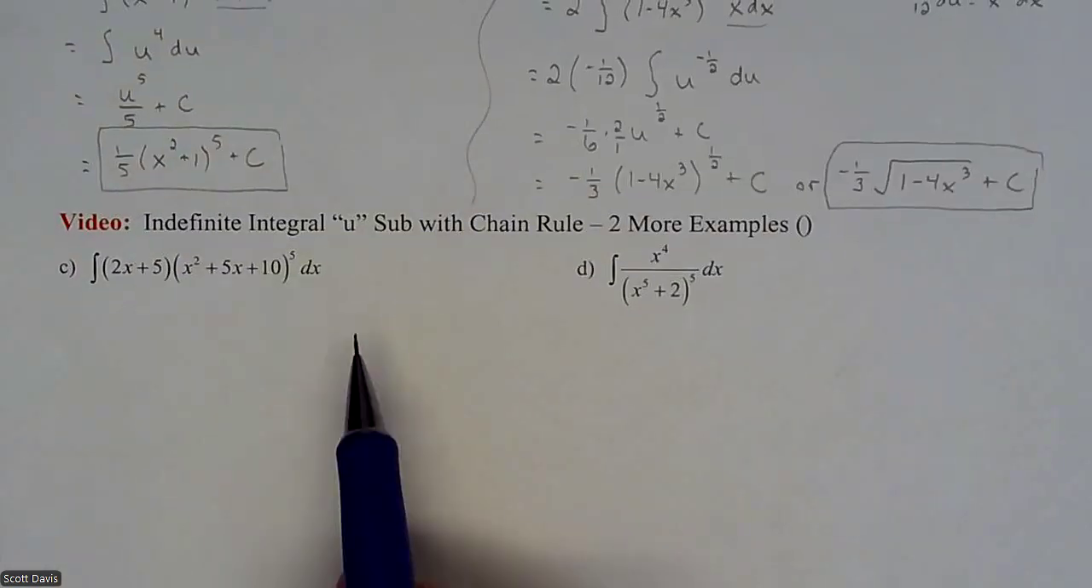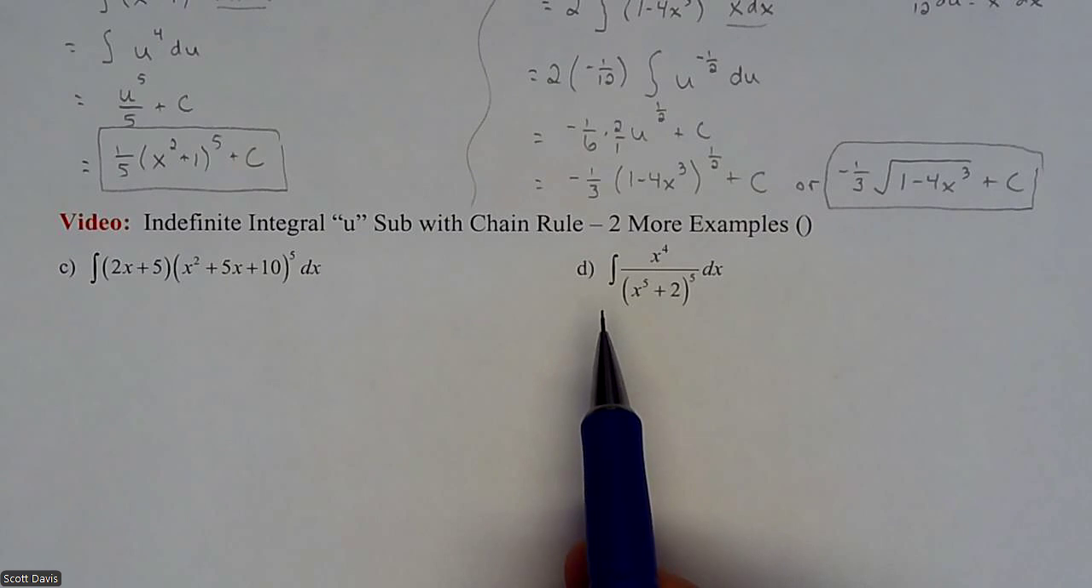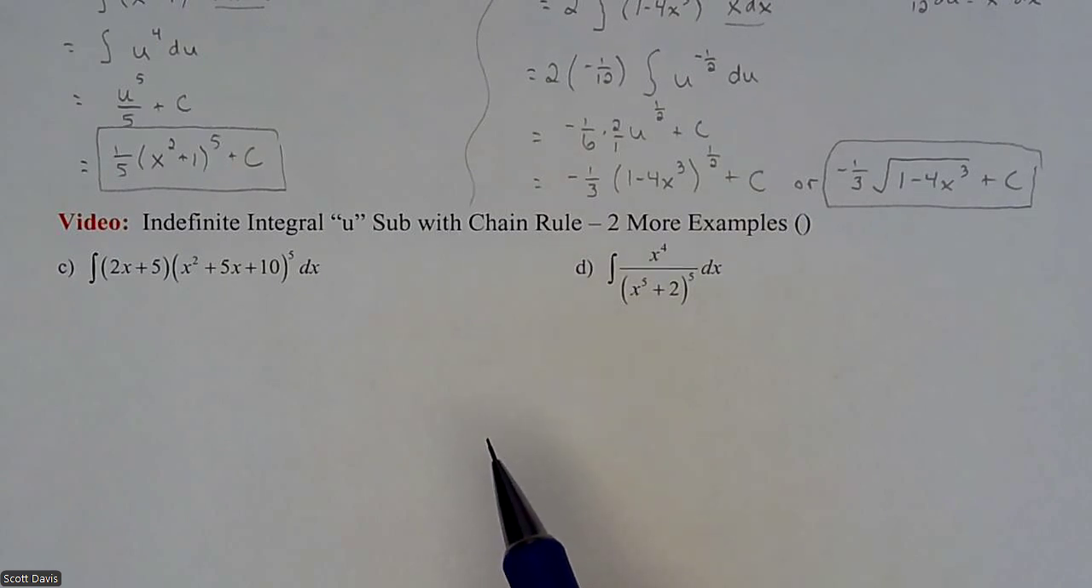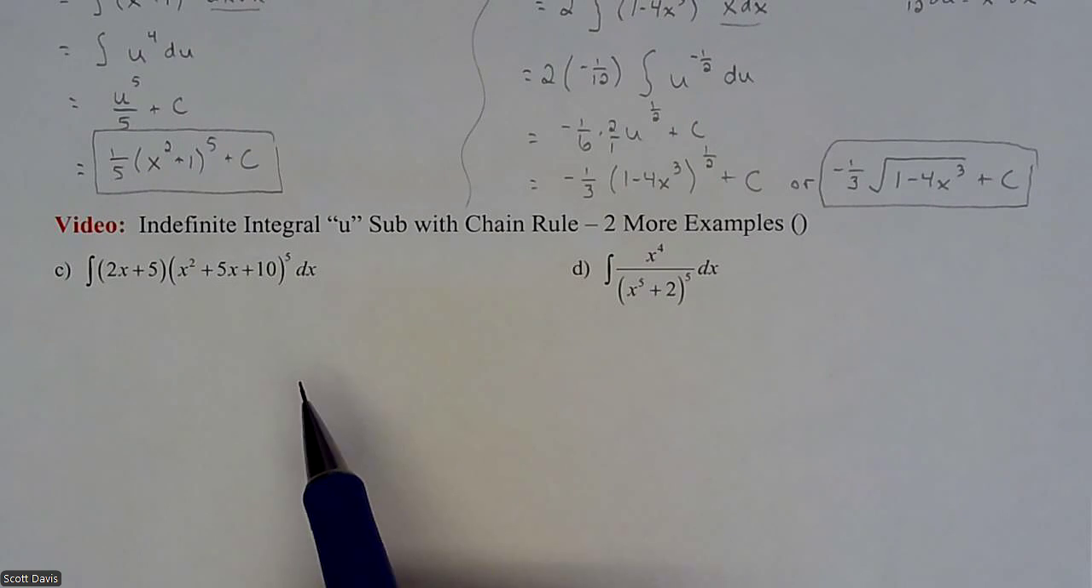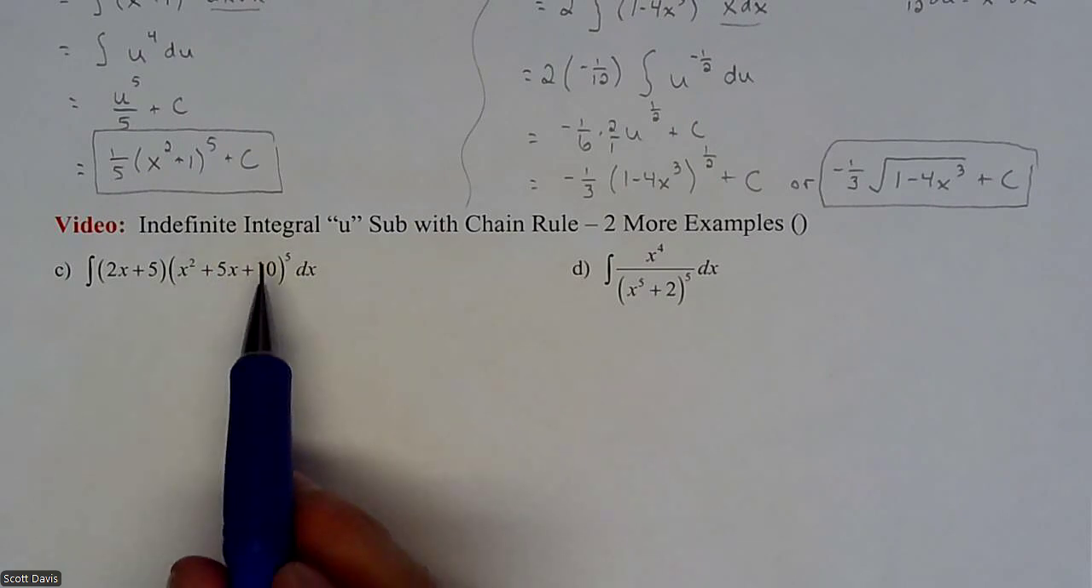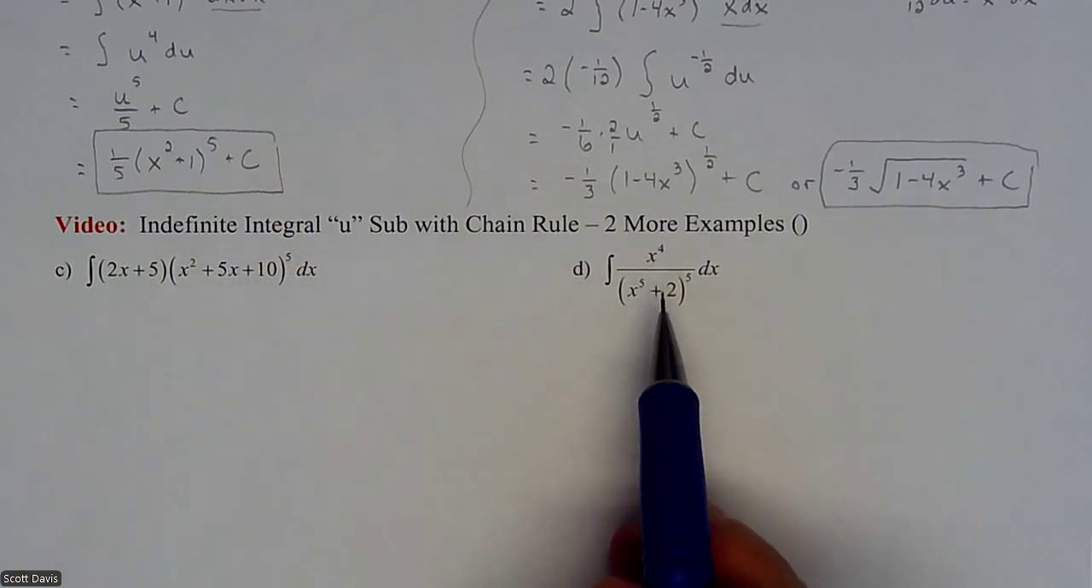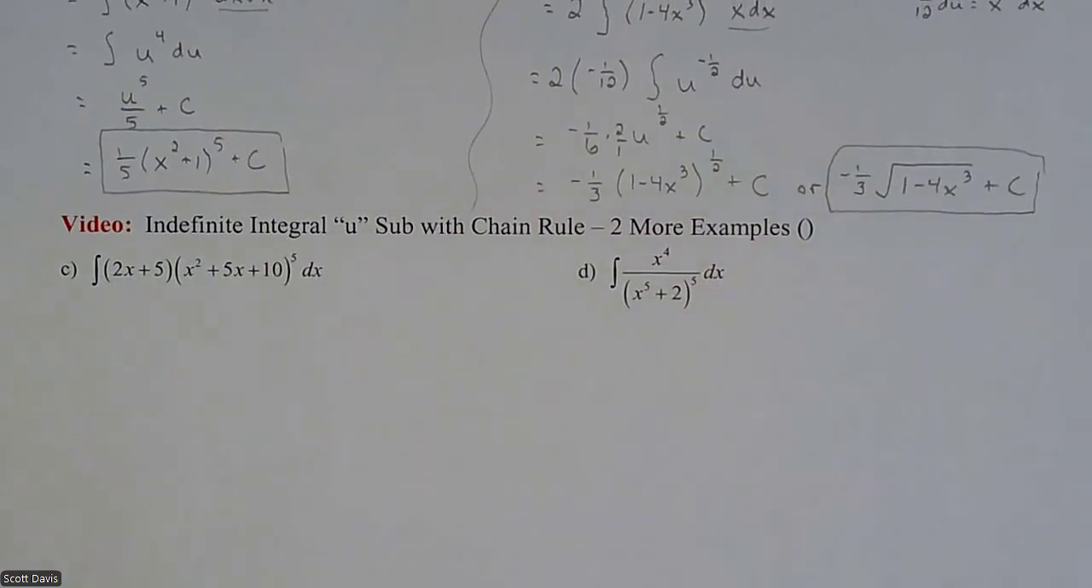In this video, we're going to be doing two more U substitution types of problems. U substitution, again, part of the recognition is, does this have a chain rule feel to it? So here's kind of an inside and here's an outside, here's an inside, here's an outside. So that's part of it.